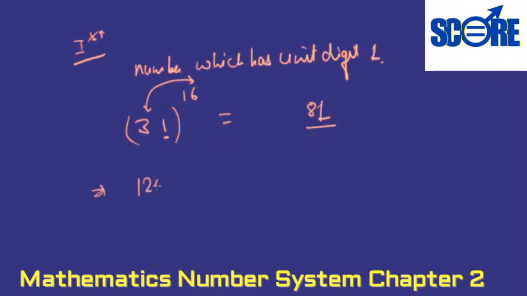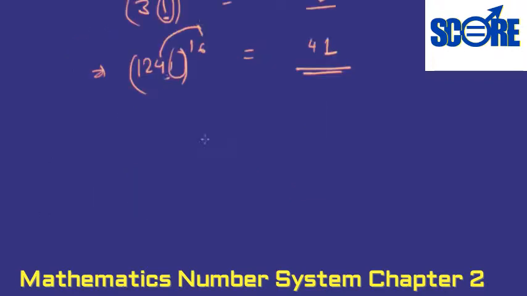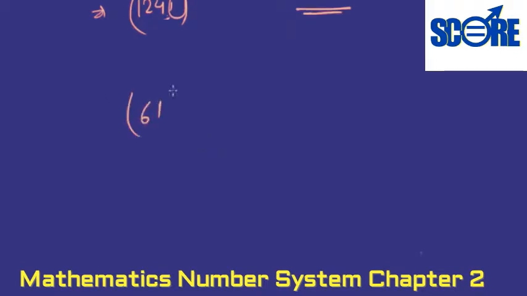Similarly, for 1241 raised to power 16, again the unit digit is obviously 1, and the second last digit is 4 multiplied by 6. 4 times 6 is 24, so the last digit is 4, giving 41. In this way we can calculate the last two digits if the number ends with 1. For more examples, 61 raised to power 19: the last digit is 1, and the second last is 6 multiplied by 9. 6 times 9 is 54, so the last digit is 4, giving 41... so the last two digits are 51.